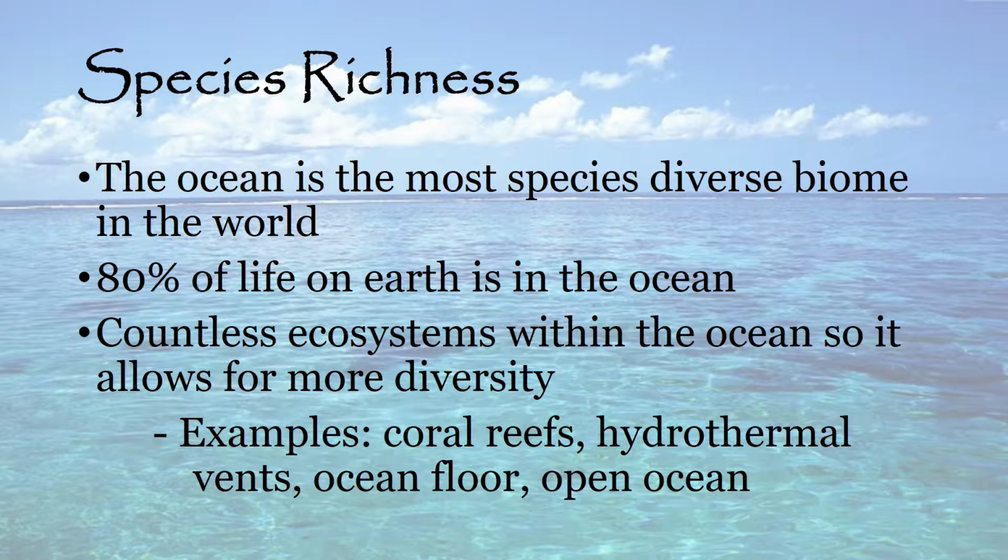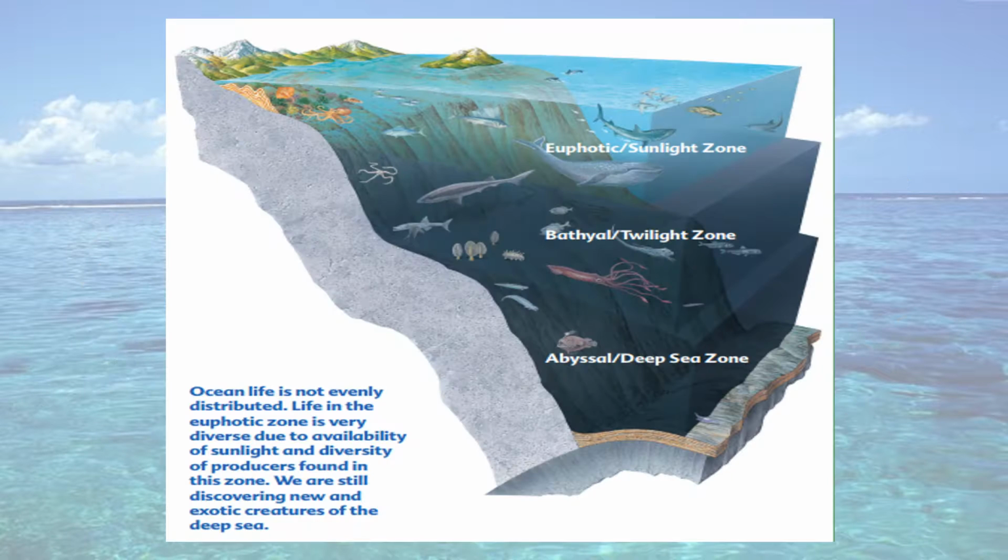Here are just a few examples of different ecosystems within the ocean. Coral reefs, abundant, full of life. Those hydrothermal vents, I'm sure you guys have seen, we've talked about in class, I think. Ocean floor versus open ocean, completely different ecosystems between the two. So not only is there variation across the ocean in different areas, in different countries, in different nutrient zones, there's also variation as you go deeper into the ocean.